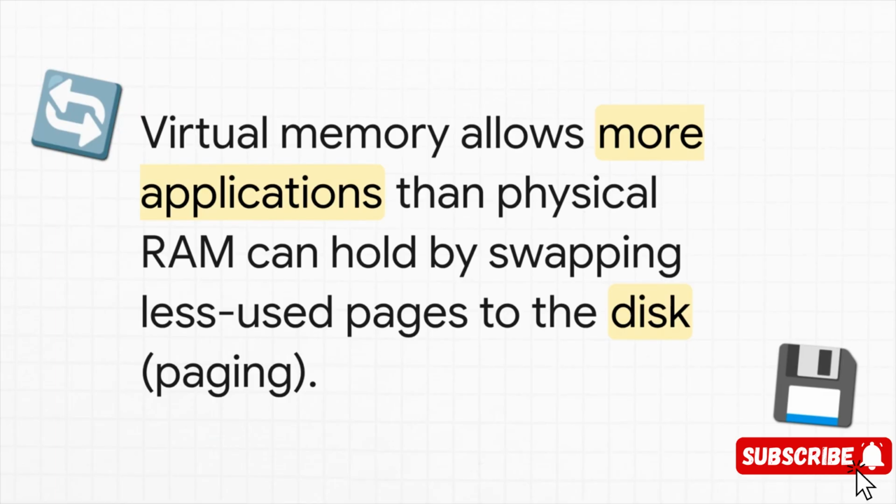It lets the operating system intelligently shuffle data around, moving stuff you're not using right now out of fast RAM and onto the slower disk. That's how you can run way more apps than you could ever physically fit into memory.